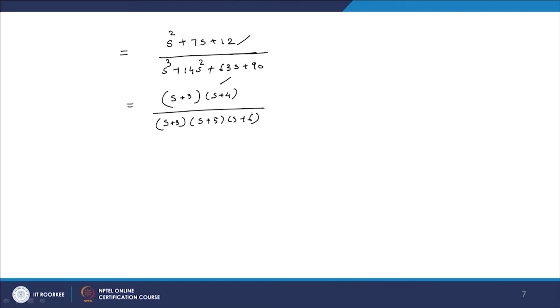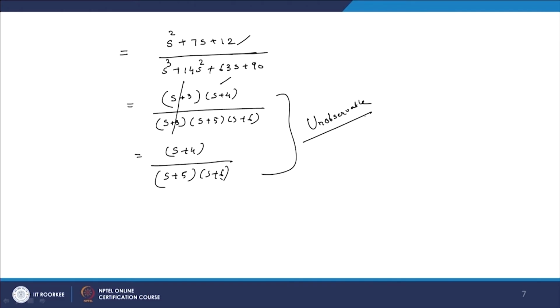So we will find that s plus 3 and s plus 3 is common, and here we can cancel it, and remaining is s plus 4 divided by s plus 5 and s plus 6. So we will find that this s plus 3 has been cancelled. So here the system is unobservable. So this observability of the system has been tested by using the transfer function.